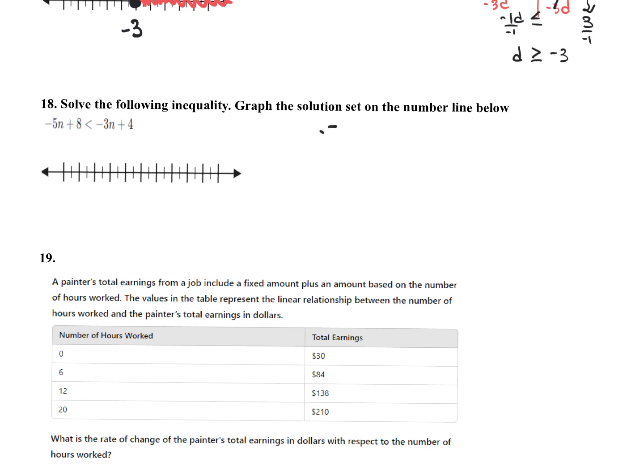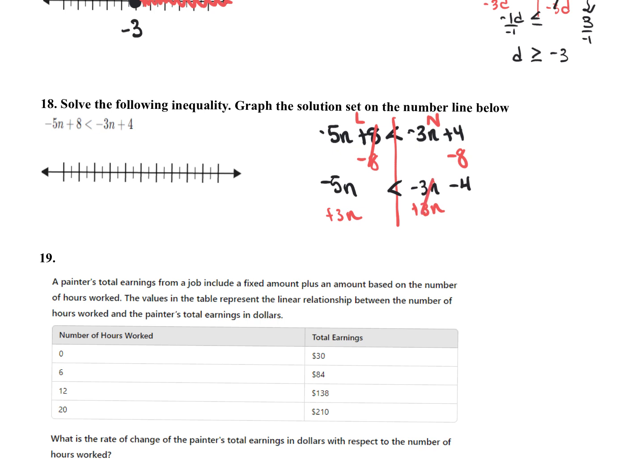So number 18 says negative 5n plus 8 is less than negative 3n plus 4. Draw your line, letter side, number side. On my letter side, I need to move 8. So I get negative 5n is less than negative 3n. 4 minus 8 is a negative 4. On my number side, I now need to add the 3n over. Those cancel off. I get negative 2n is less than negative 4.